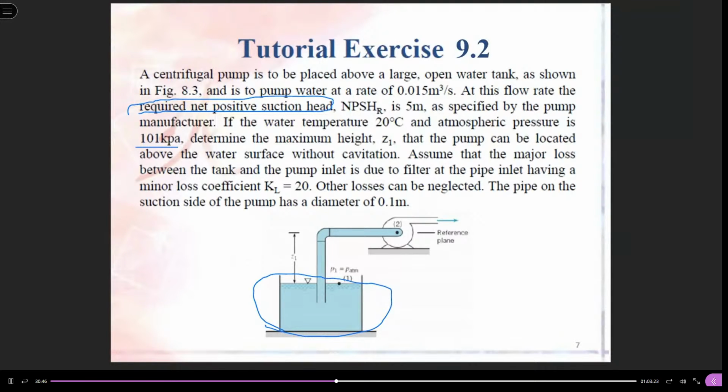Determine this height, the maximum height, this part, that the pump can be located above the water surface without cavitation. Assume that the major loss between the tank and the pump inlet is due to a filter at the pipe inlet having a minor loss coefficient of 20. Other losses can be neglected.